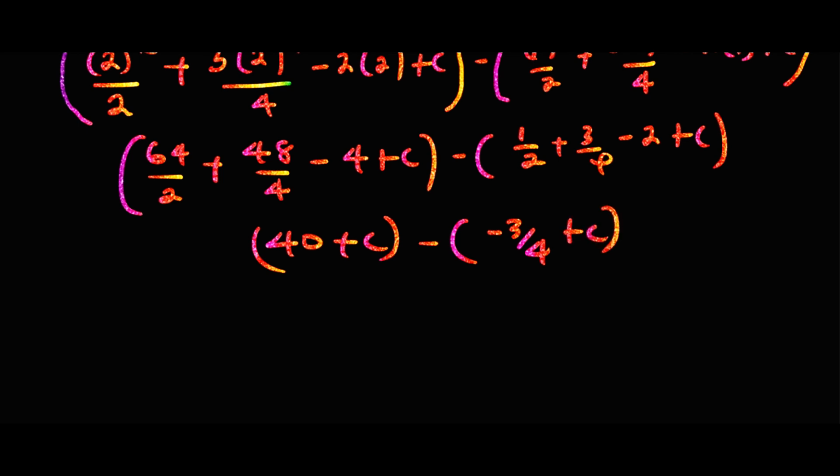So when we open up this bracket, we can collect the like terms so that we have 40. So minus minus, that will be plus 3 over 4 and plus c minus c. So c and c will cancel so that you are left with 40 and 3 over 4 as the value of that integral.